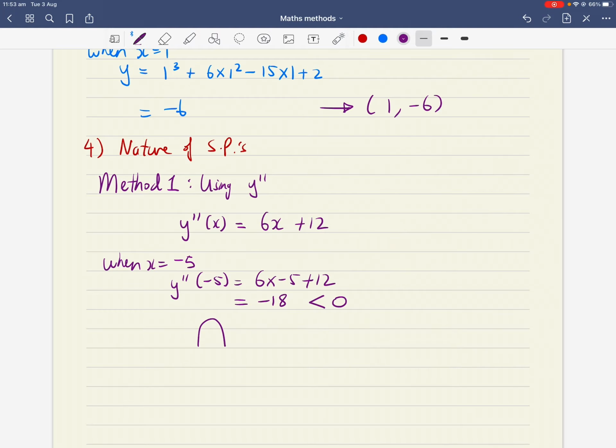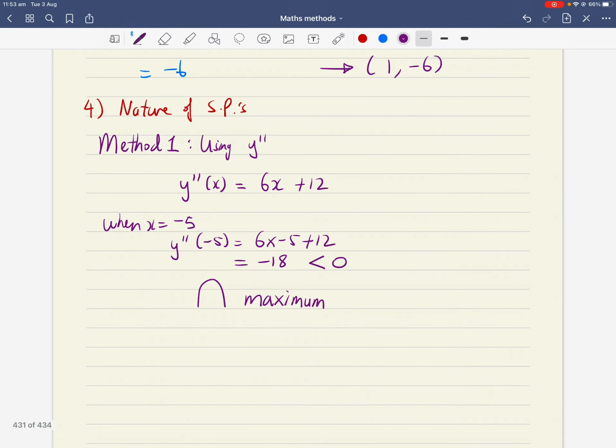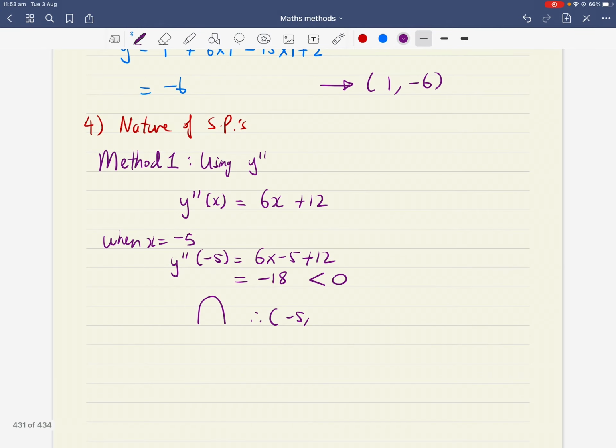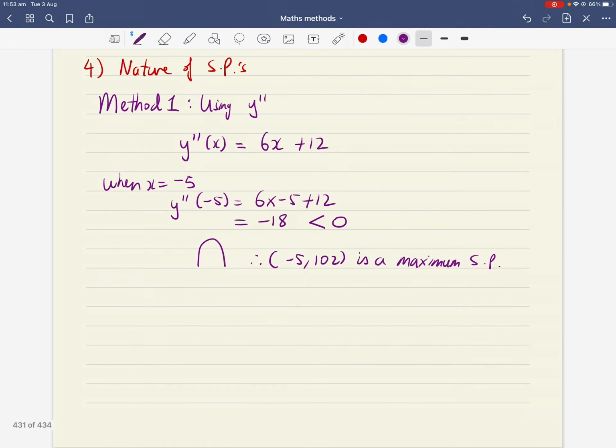If you're negative, then you're like a sad face, which means you've got maximum worries. In other words, this stationary point is a maximum. So we can say that it's negative, so it's sad face. Therefore, at -5, 102, that stationary point is a maximum stationary point.